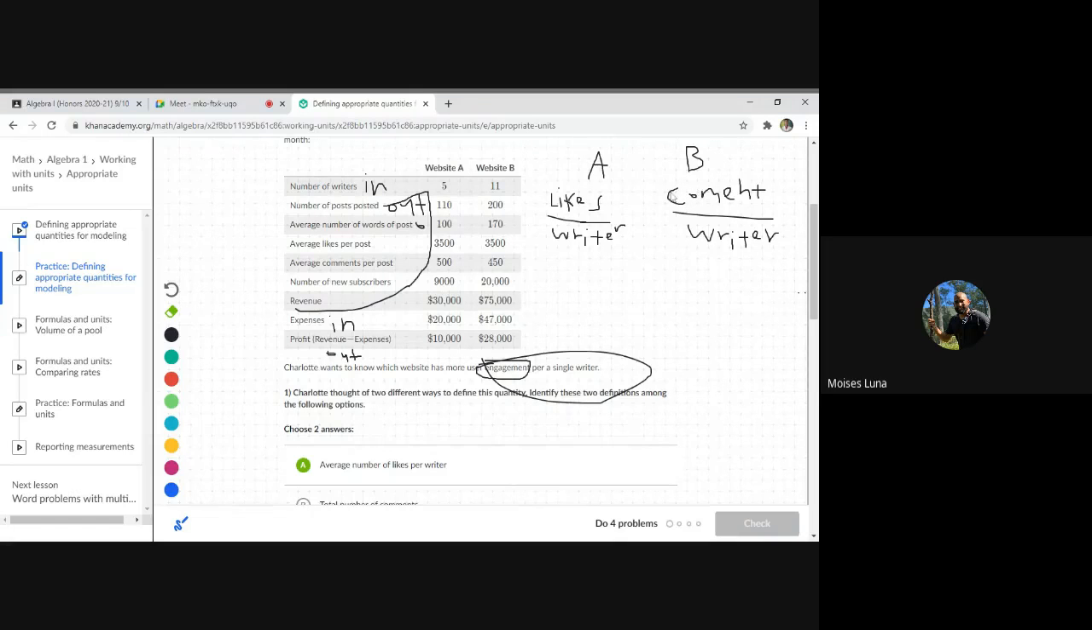Yes, you have to write it right below A, because what they're asking you is she has two definitions. You can leave B there and write comment per writer down. So just comment per writer, you write it on the A side, and you have to do that formula for both websites. So you're going to have four numbers at the end.